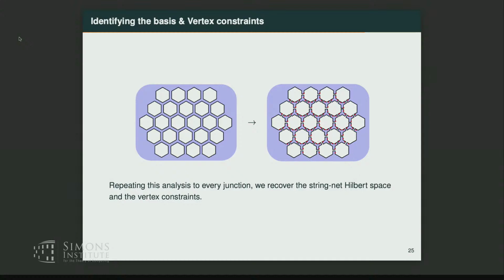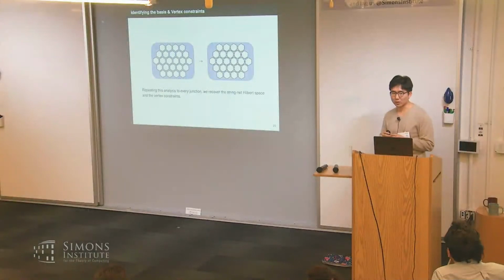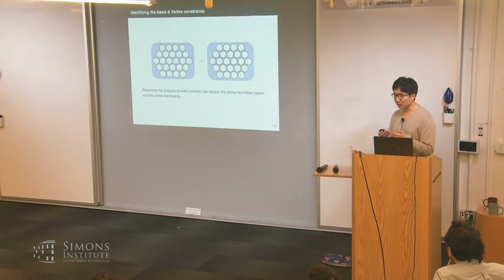So any level comes from the boundary theory, not the bulk. That's right. This is a very important point. The anyons, these labels, are boundary anyons, not the boundary.